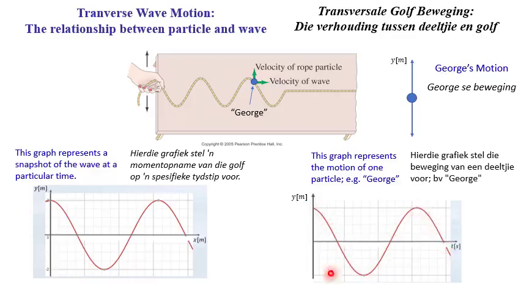Yeah. So once again, we have two similar looking graphs that give us very different information. This is a snapshot of this wave pattern that's been taken at a particular time, and this is the motion of one particular rope particle and what that rope particle is doing in time. Yeah? So this is the motion of George as time ticks by.